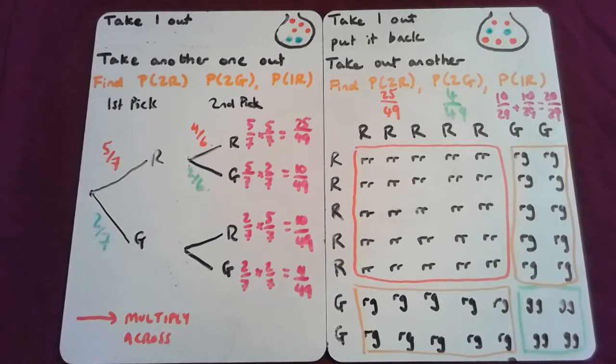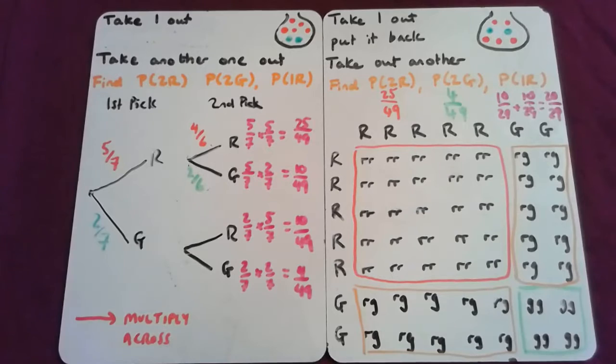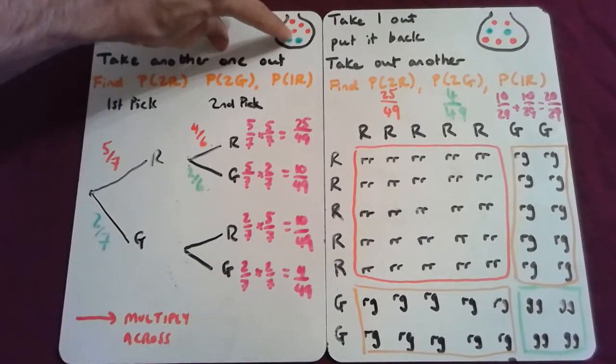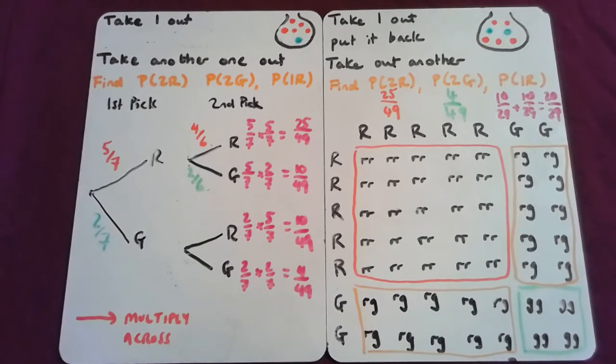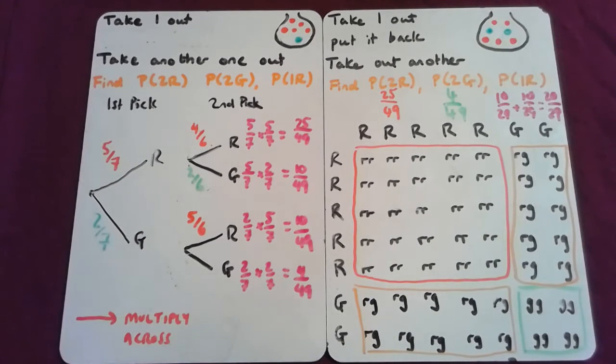Now, in the same way, if I picked a green one first, so I still had my 5 reds, the probability of getting a green at this moment is still 2 out of 7. But if I take away one of these green ones over here, I'm now left with 5 reds out of 6, and then 1 green out of 6 afterwards.